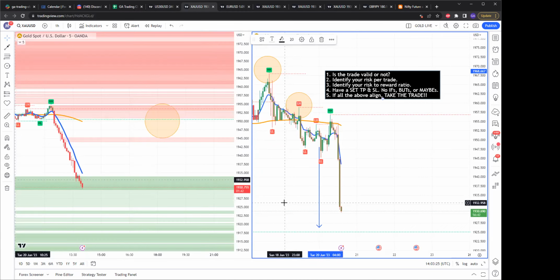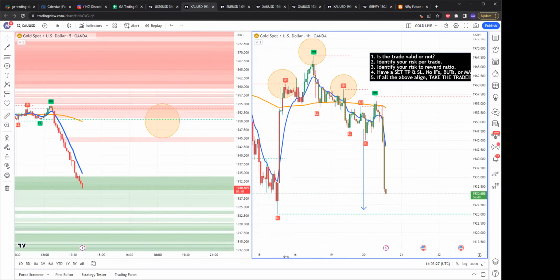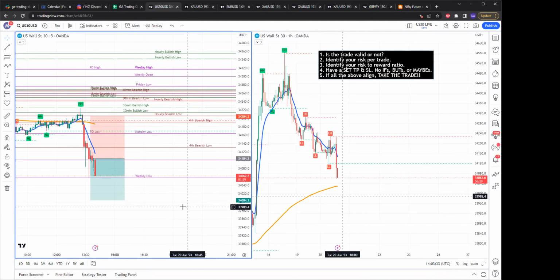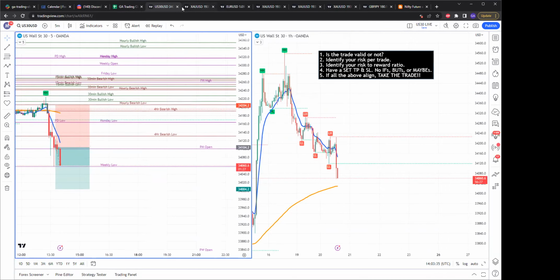And yeah, I think that's pretty much it. So let me know if you guys have any questions. If not, we'll just wait for this US30 trade to hopefully hit TP. It should. And yeah, we'll probably wait and see what else we can find.